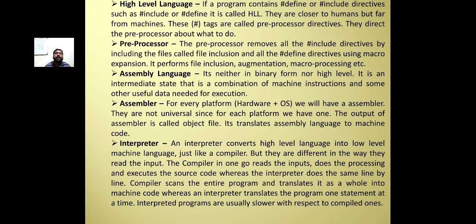Interpreter: an interpreter converts the high level language into low level machine language, just like a compiler, but they are different in the way they read the input. The compiler reads the input in one go, does the processing and executes the source code, whereas the interpreter does the same line by line. A compiler scans the entire program and translates it as a whole into machine code, whereas an interpreter translates the program one statement at a time. Interpreted programs are usually slower than compiled ones.